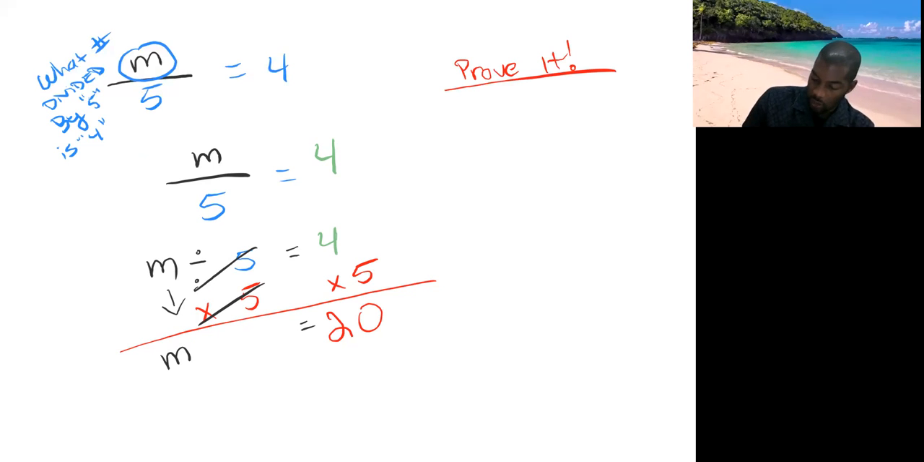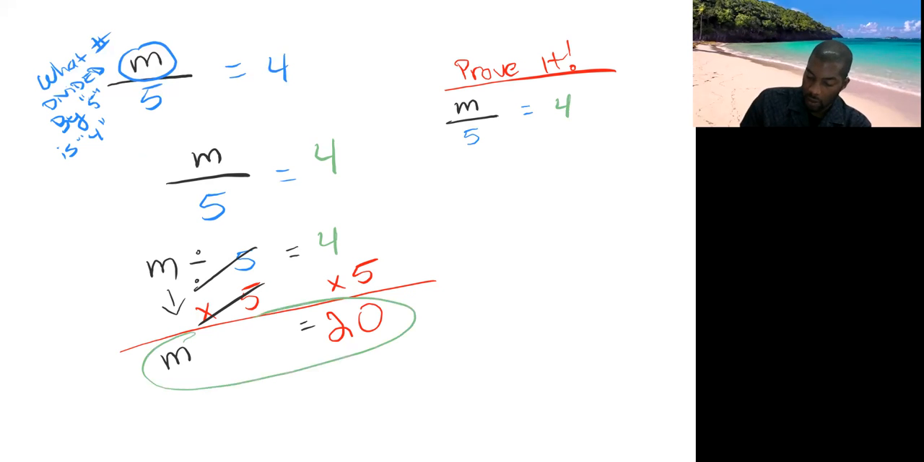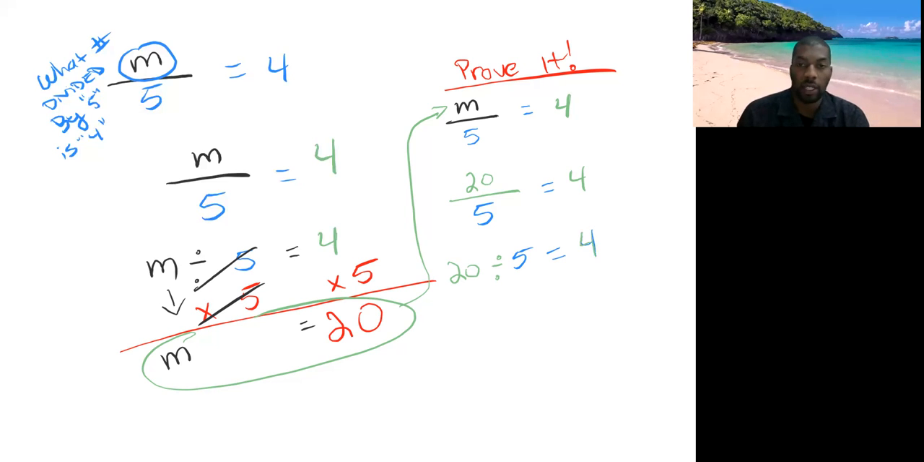All right. So I first rewrite the equation. M divided by 5, what does that equal? 4. I'm going to replace my m with 20. So I'm going to rewrite it. 20 divided by 5, does that equal 4? And I know that this could really be written as 20 divided by 5 equals 4. Let's find out. Does 20 divided by 5 equal 4?